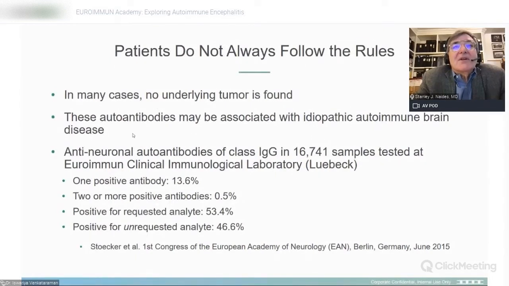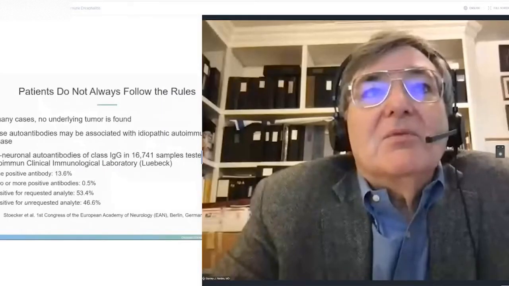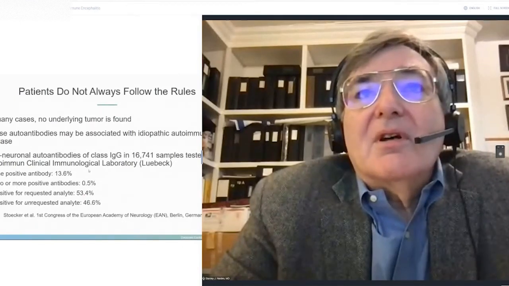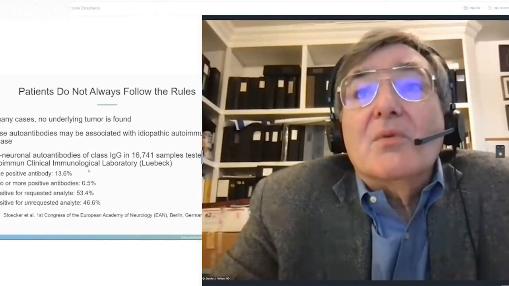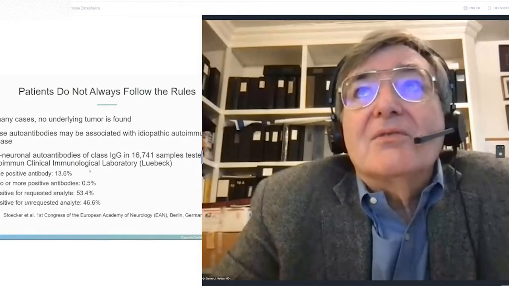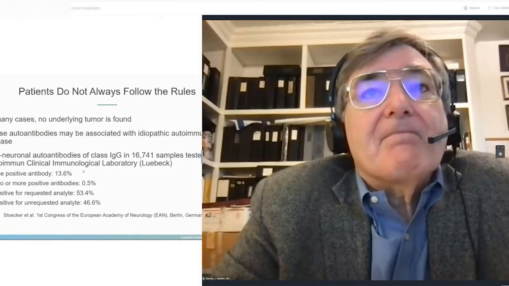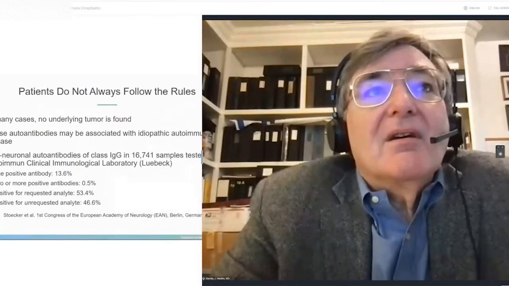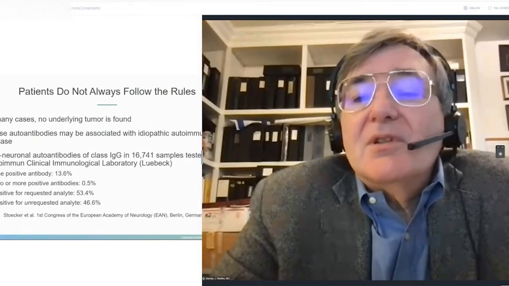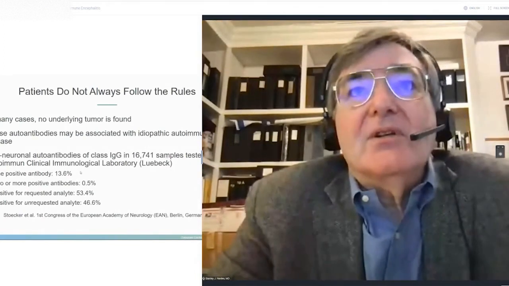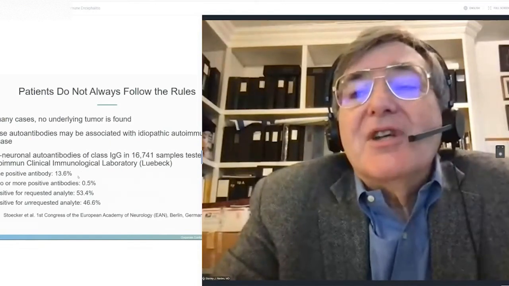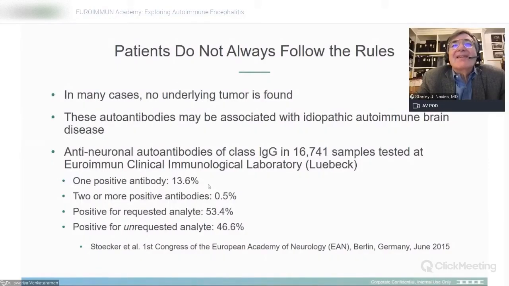But here is a very interesting study that was performed in the EUROIMMUN Clinical Immunology Laboratory, the reference laboratory, in which there were 16,741 samples that were sent for testing in this study. Now, what they did was to test what the clinicians had asked for, but then to use the samples and test for everything else that they had, either in the commercial lab or in the R&D pipeline.